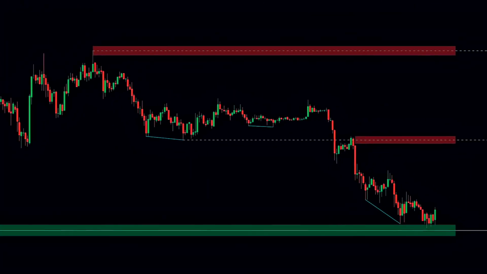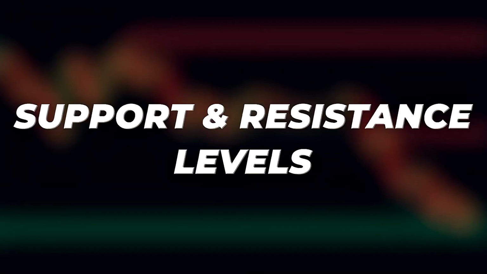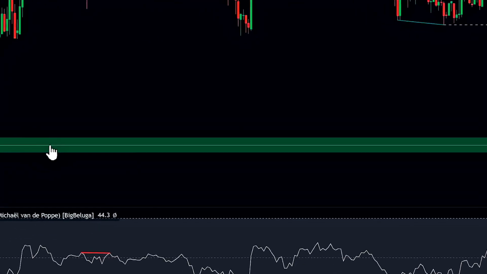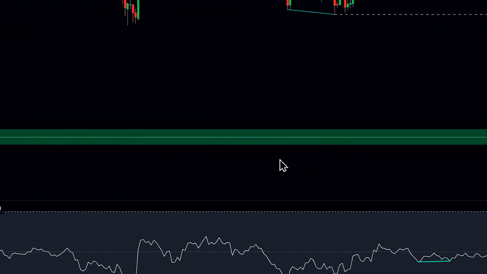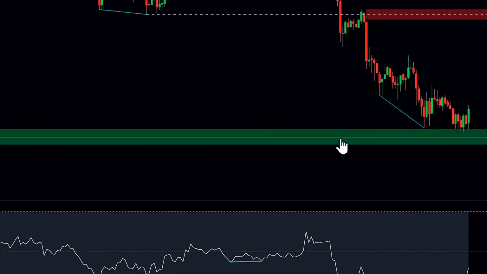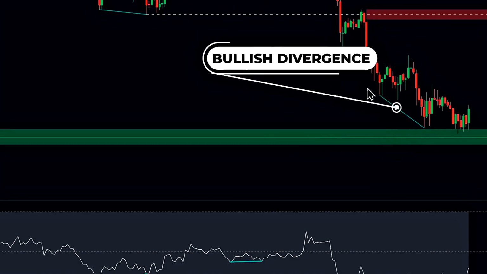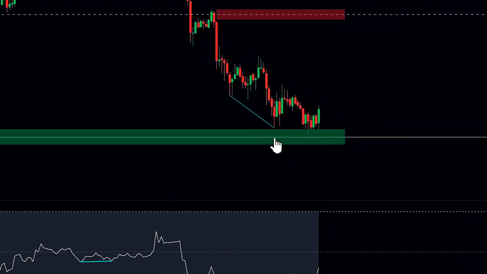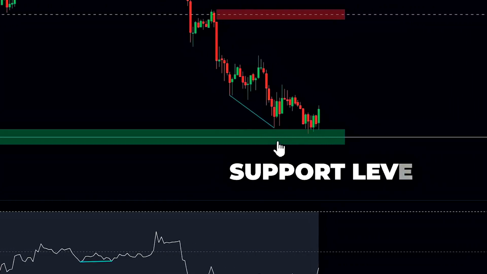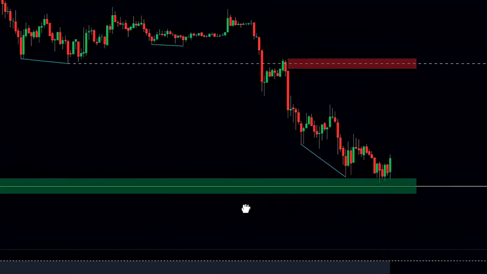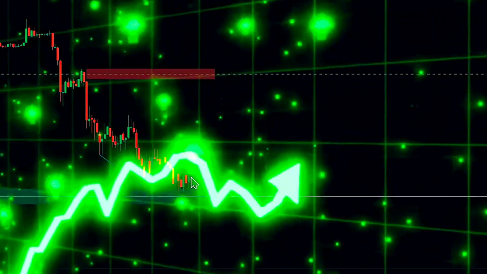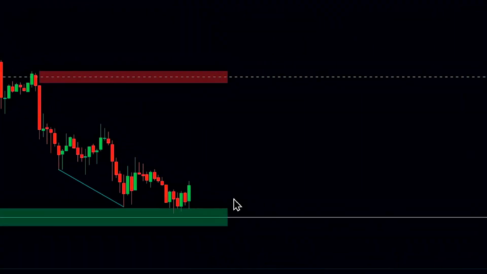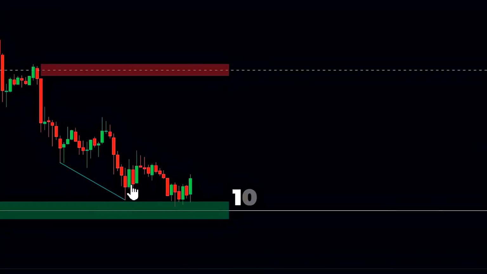For the second strategy, we're mixing support and resistance levels with divergences. Start by finding a solid support level, that's a green line with a solid center. Then wait for the price to form a bullish divergence while it's testing that support level. The closer the divergence is to the support, the better your odds of an upward move. Keep in mind, divergence signals can lag a bit, usually by about 10 candles. But that doesn't change the plan.